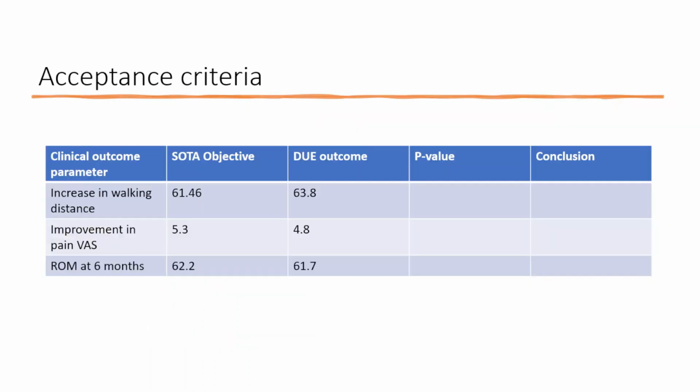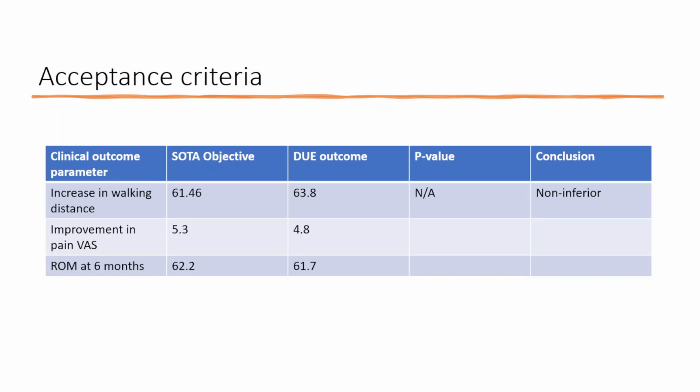So let's take a final example then, working this through. We can see increasing walking distance, spelt correctly this time, of 61.46, and in this example there were some other clinical outcome parameters as well. Improvement in pain VAS, which is just a measure of pain score, and range of motion at 6 months. We have values attached to all of those. And then we also have weighted mean values for the device under evaluation. And remember, the job here is to determine whether the device under evaluation is non-inferior to SOTA objectives.